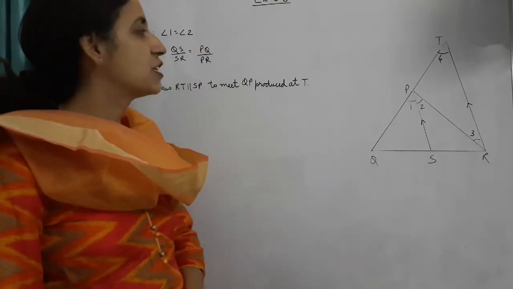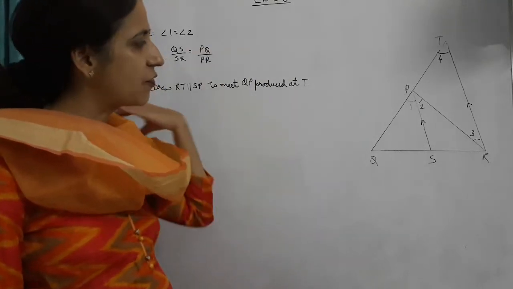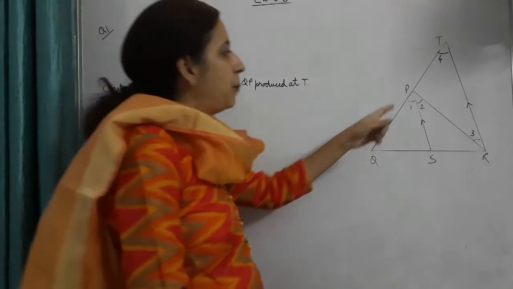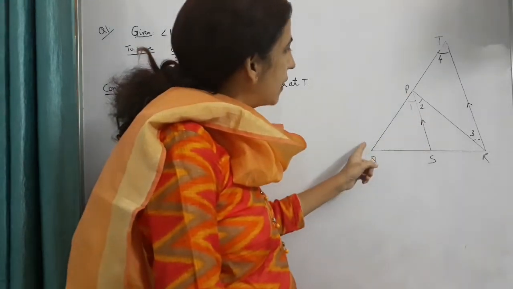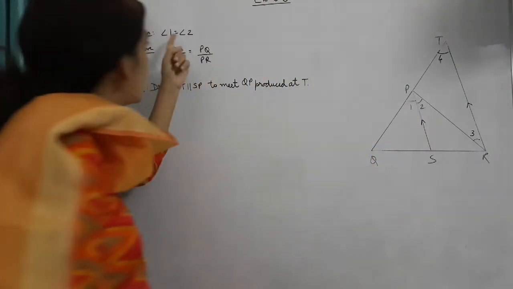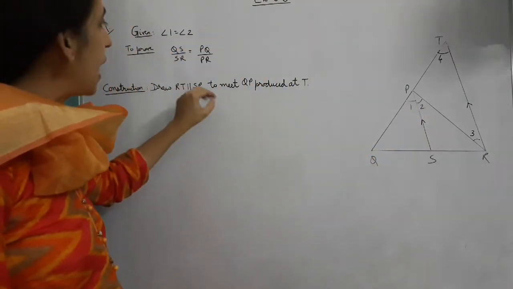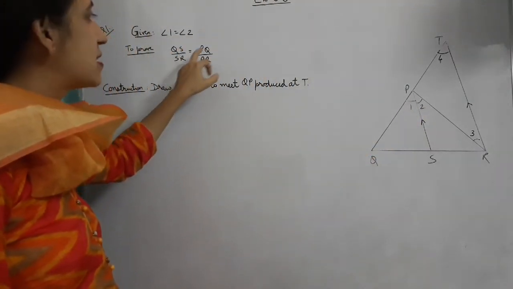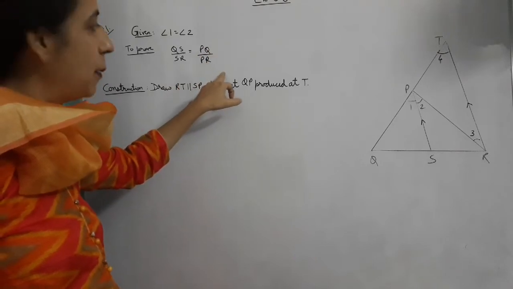Let us start off with the first question. In this question it is given to us that PS is the bisector of angle QPR. So it means that angle 1 is equal to angle 2 and we have to prove that QS by SR is equal to PQ by PR.